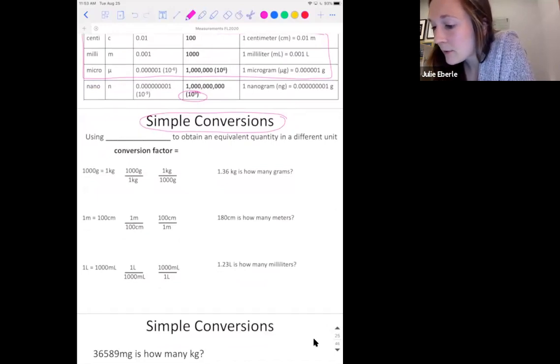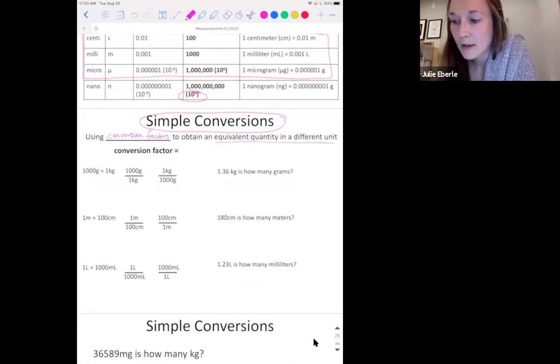But before we do a conversion problem, we've been talking about prefixes. Now we're going to learn how to use prefixes as conversion factors, using conversion factors to obtain an equivalent quantity in a different unit. Now, what in the world does that mean?